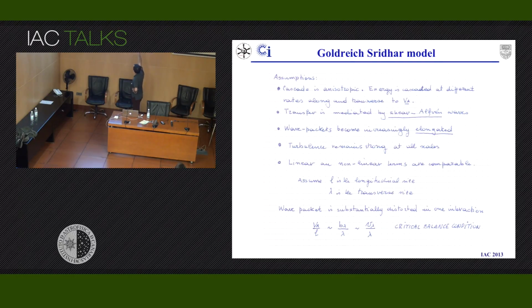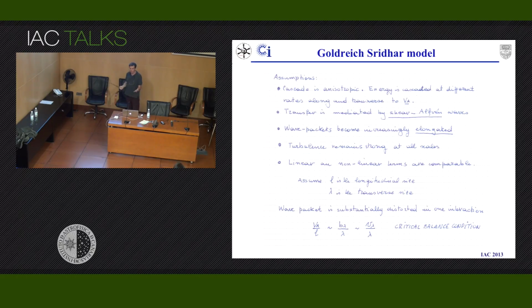The cascade is not isotropic. So the rate at which you cascade along the magnetic field is different from the rate at which you transfer energy transverse to the magnetic field. And most of the energy transfer, they said, is transverse to the magnetic field. The transfer is mediated by the shear Alfvén waves. Why is that? Because they are the ones that have the polarization transverse to k and B. So they are the ones that are good at transferring energy transverse to the mean magnetic field. All right, the turbulence remains strong at all scales.